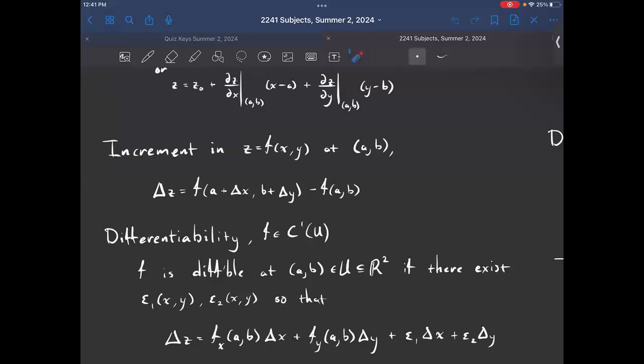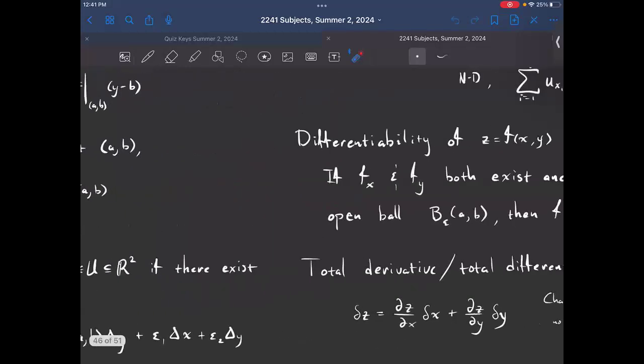I'm going to jump around a little bit because I ordered things a little bit strangely. But we'll cover the increment right now. The increment in a function, or in the output variable z at a point, is given by this formula. So delta z is the difference between the z values at a plus a little bit, b plus a little bit, minus f of a, b. So just the difference in z values when you shift a little bit away from a, b.